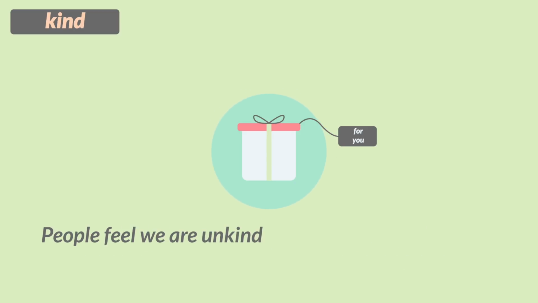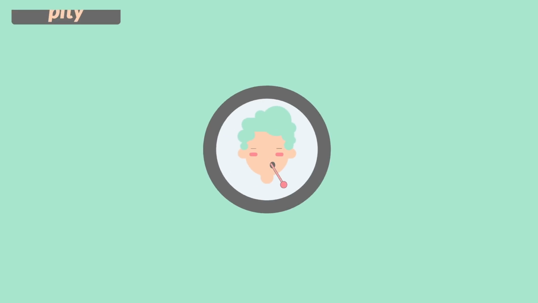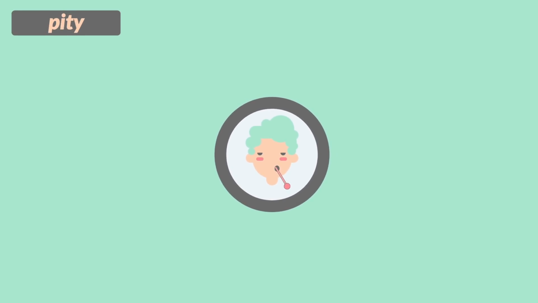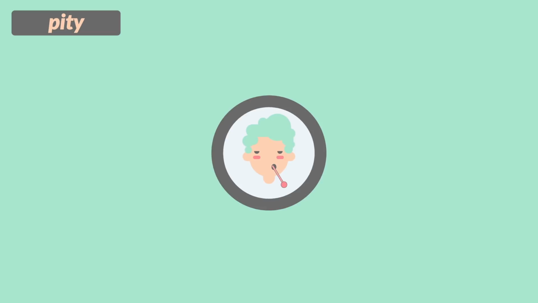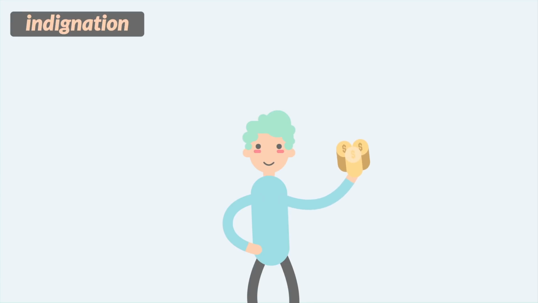People feel we are unkind when we do not help them or when we do it but for selfish reasons. The sixth duality is pity versus indignation. We feel pity for someone who suffers undeservedly, especially if that suffering could have come upon us or someone close to us. On the other hand, we feel indignation when we see someone doing well when they don't deserve it.